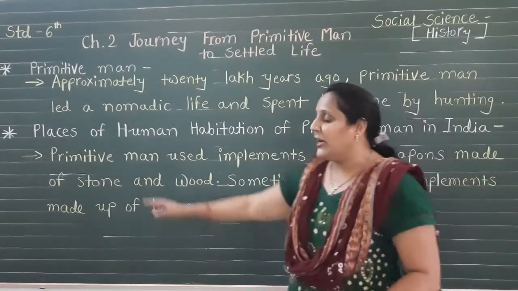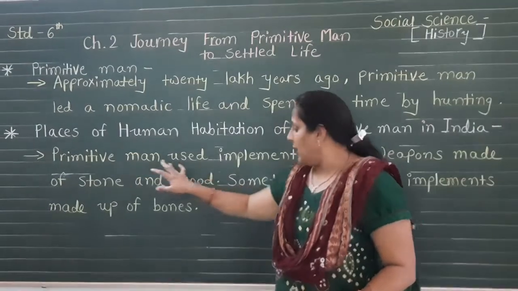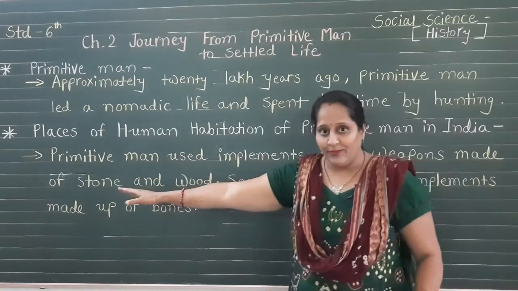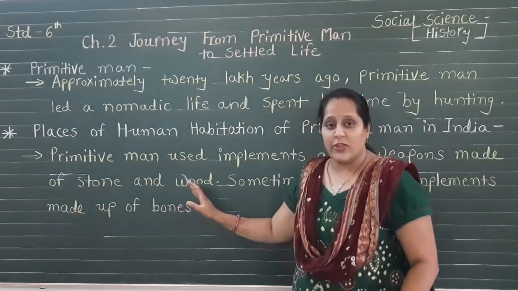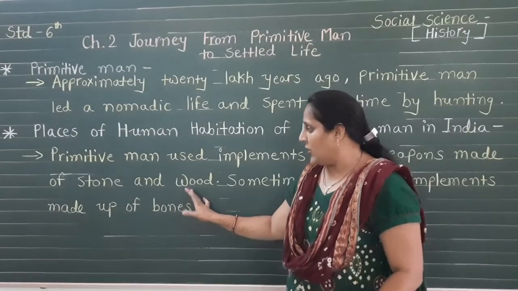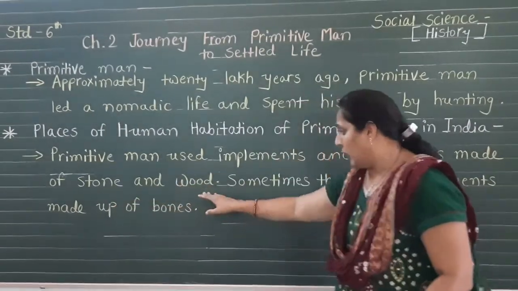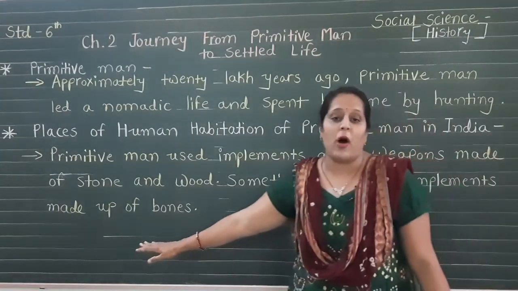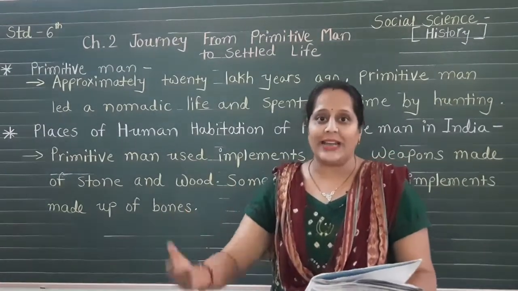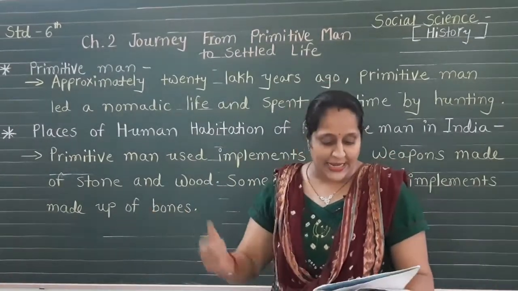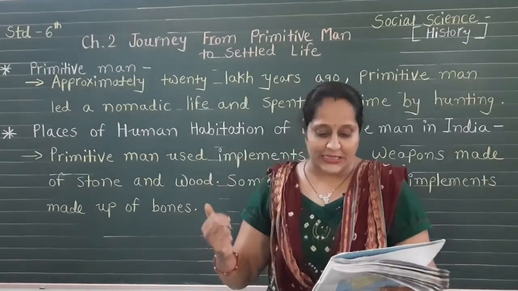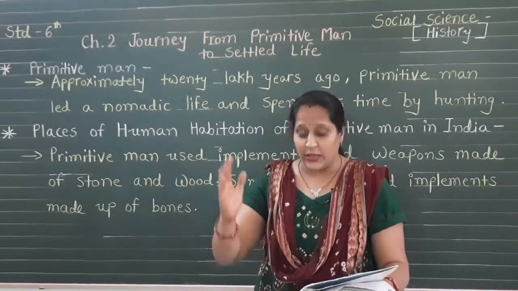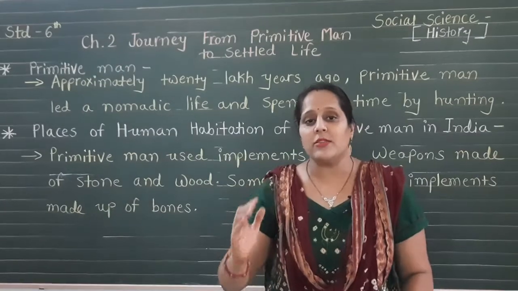So here we discuss primitive man. They used implements and weapons made of stone and wood generally, which they found in the forest area. Easily they got stone, easily they got wood, and sometimes they used implements made of bones. Yes, when they hunted animals, they used bones for hunting. Since the life of hunter-gatherers and wanderers is associated with stone technology, this period is called the Paleolithic period, means the Stone Age.